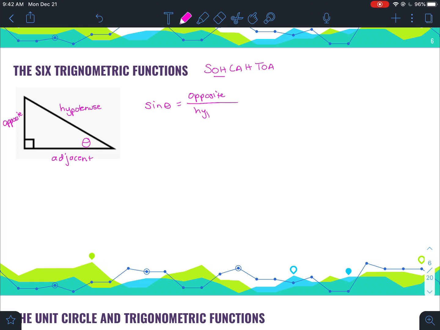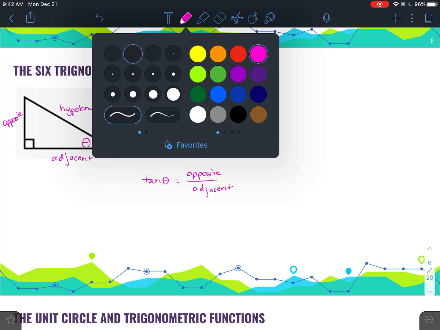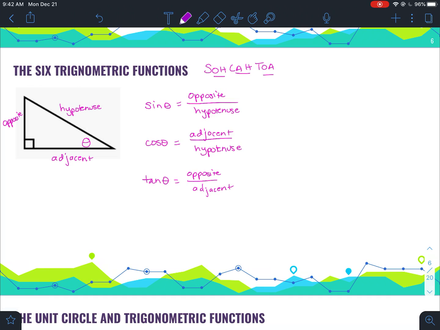And then you have your trig ratios. So the sine of an angle is SOH, so it's the opposite side divided by the hypotenuse. The cosine of an angle is CAH, so it's adjacent over hypotenuse. So if you take the adjacent side divided by the hypotenuse, you get the cosine of an angle. And then the tangent of an angle is TOA, so it's the opposite side divided by the adjacent side. And those are the 3 trig ratios.